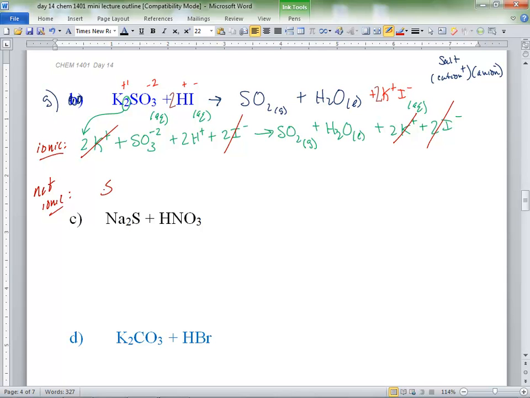So then just copy everything that's left over. And make sure you write those charges on the ions. You can leave off AQ, I'll give you that one. But I will not let you off on the charges. You got to write those. Okay?